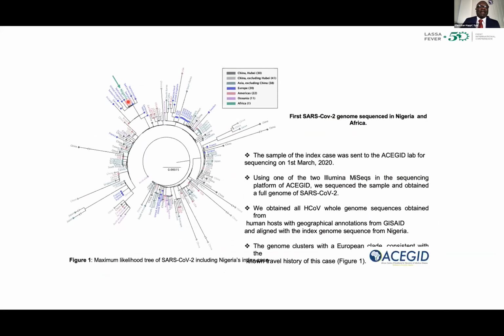And then we established the fact that yes, this was the very first genomic sequencing performed on the African continent. But then this virus actually was very close to the virus circulating in Europe, in Switzerland, at the time. And this information was actually provided to public health authorities, not only in Nigeria and Africa, to demonstrate that this was imported in Africa and then in the country.